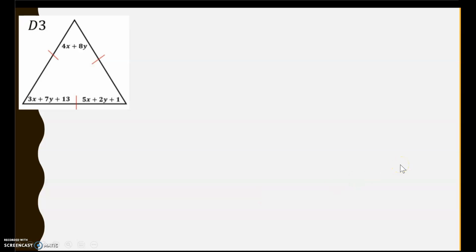And D3 and D6 are similar problems, in that we have equilateral triangles. Right, because I have tick marks all the way around. If it's an equilateral triangle, you know that all 3 angles will always be 60 degrees. So I'm just going to take my angle up on top, 4x plus 8y, and I'm going to set that guy equal to 60. And then I'm also going to use another angle, doesn't matter which one. I'm going to do 3x plus 7y plus 13 and set that guy equal to 60. So I have 2 different equations.